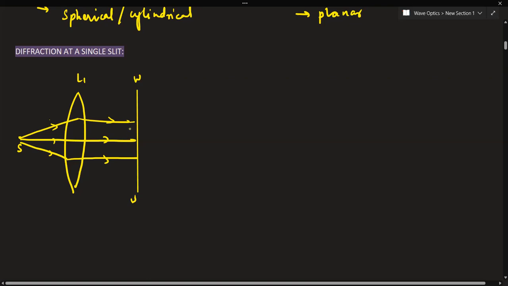This wavefront gets incident on a narrow rectangular slit. Let's say this is the narrow rectangular slit, and the width of the slit is a. This is a single slit. Now see, the incident wavefront disturbs all parts of the slit AB simultaneously.